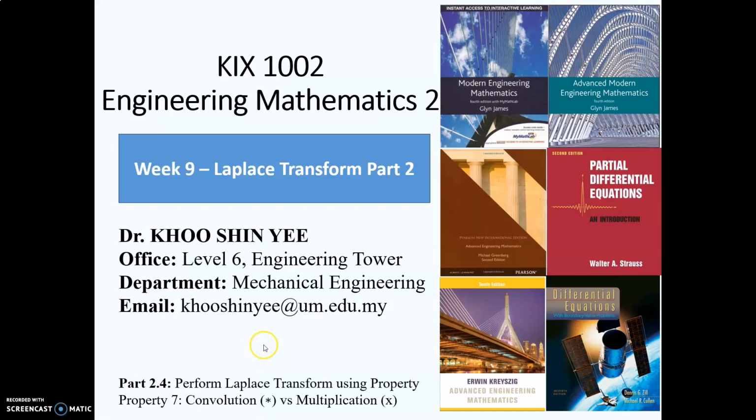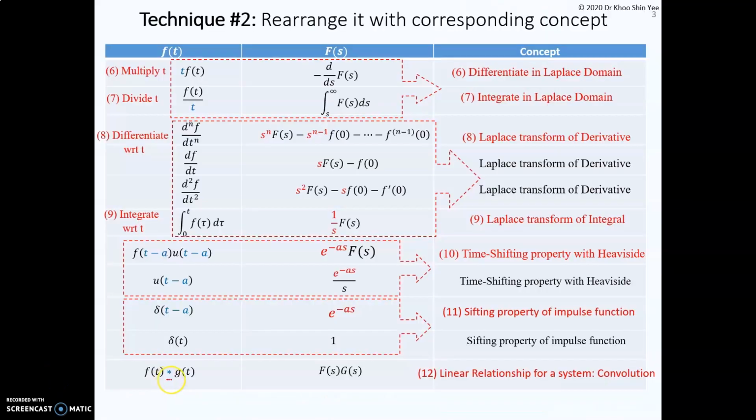Hi, in this video, we will learn how to perform the Laplace transform using property 7. We saw the relationship between convolution and multiplication. The convolution is represented by this symbol, and if you take the Laplace transform of f(t) convolved with g(t), in your Laplace domain you obtain F(s) multiplied with G(s).